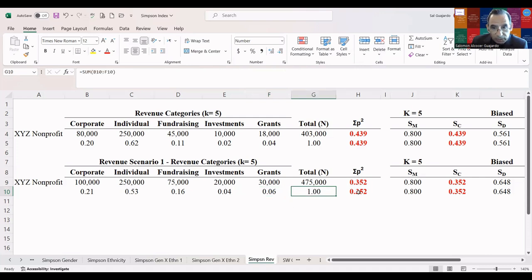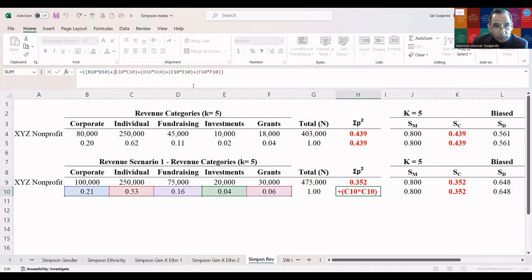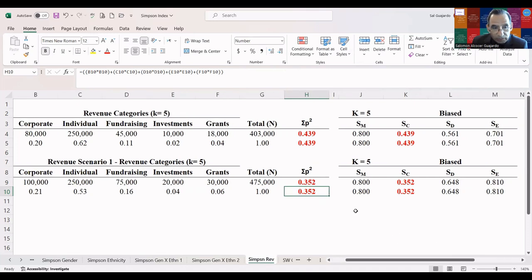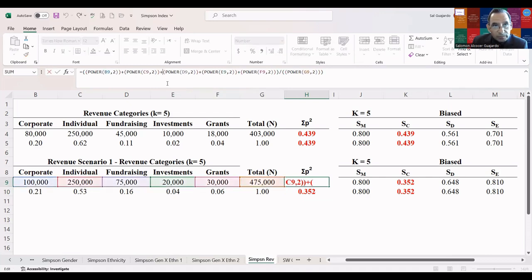So when I square each percent, it's going to be 21% times 21% plus 53% times 53% plus 16% times 16% plus 4% times 4% plus 6% times 6%. If I add those up, that gives me a concentration score of 0.35. That means that there's a 35% chance that if I randomly select revenue, there would be the same revenue source.